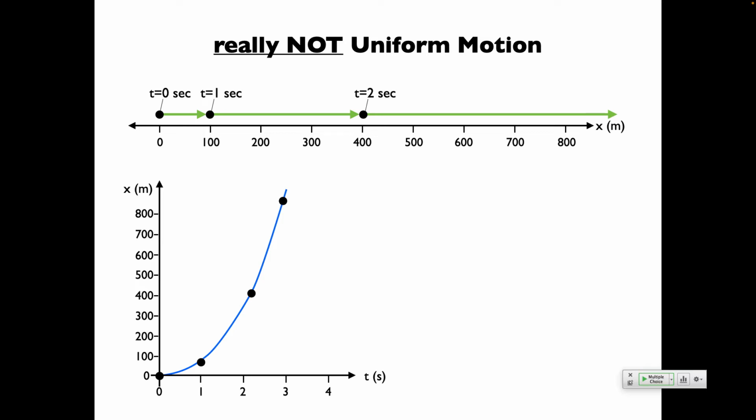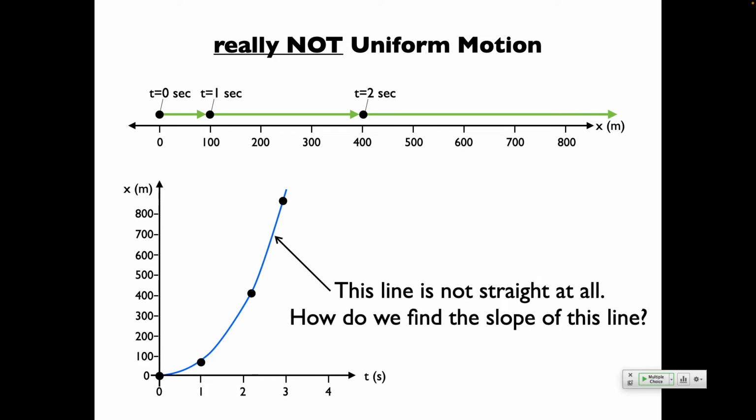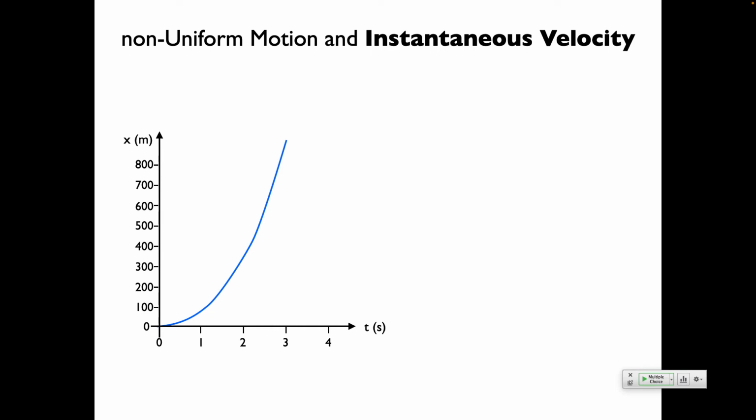And so here we have this line. Now our position graph is parabolic, or power of 2. It's not straight at all. How do we find the slope of this line? We just take a derivative. This is almost the definition of calculus. I almost feel stupid for making this slide, but you're just taking the slope at each point.